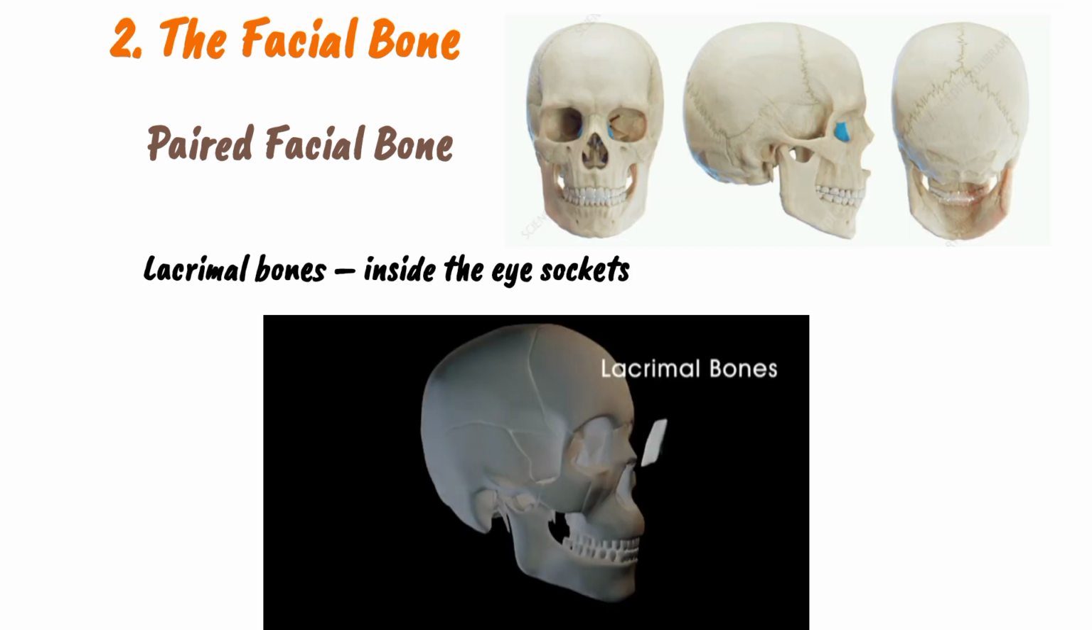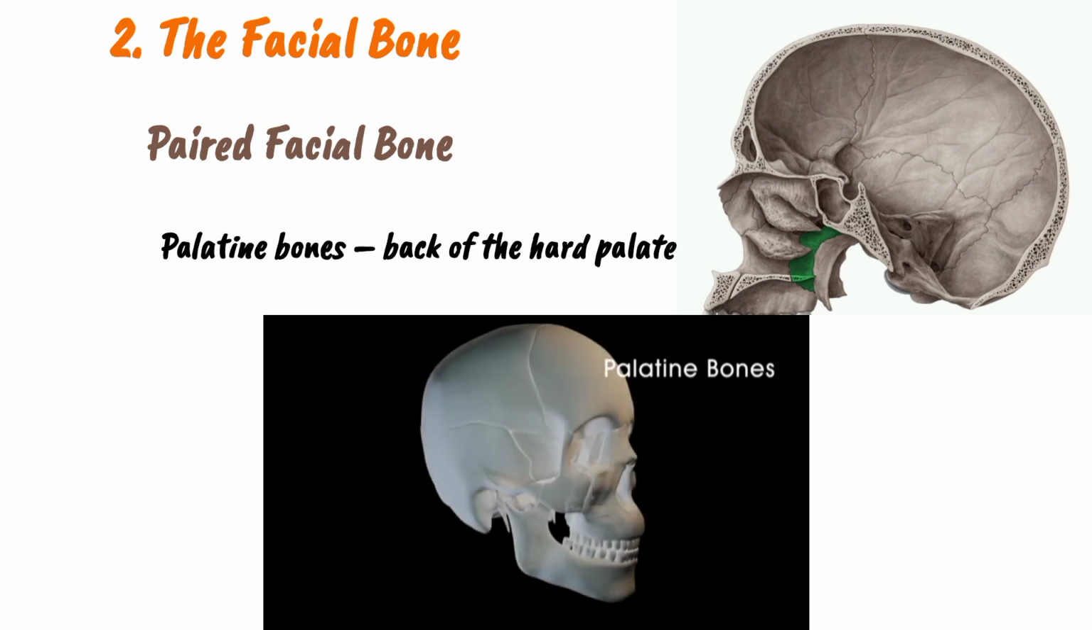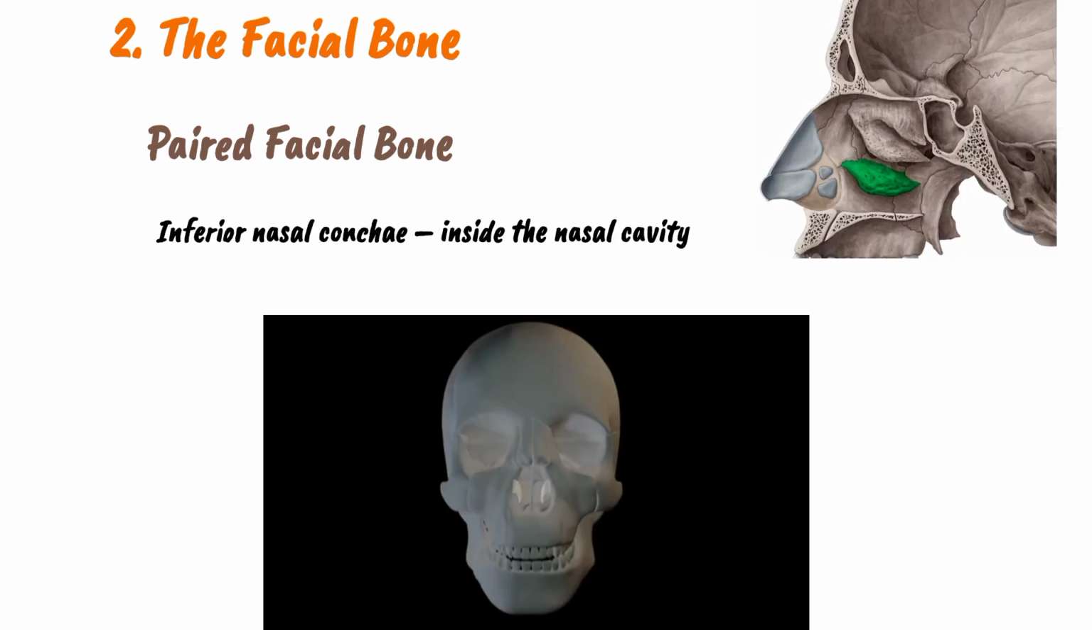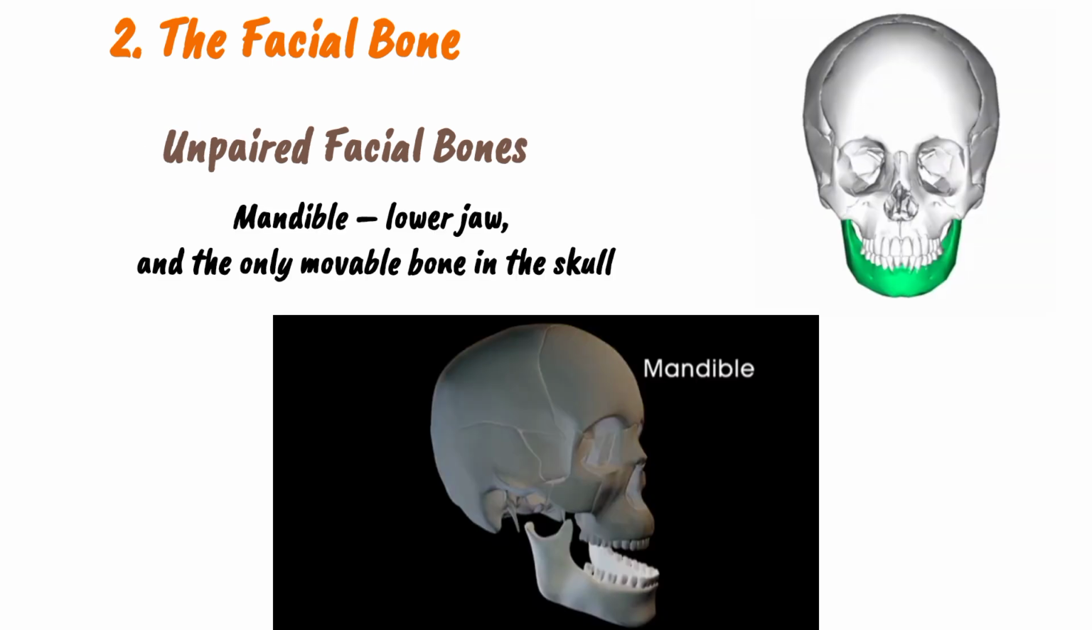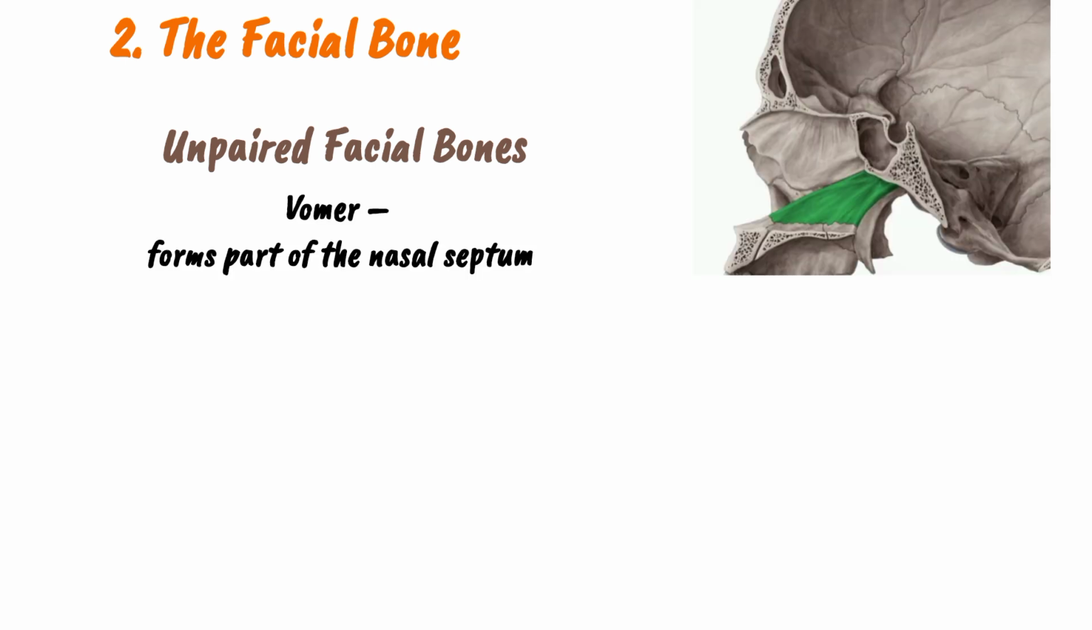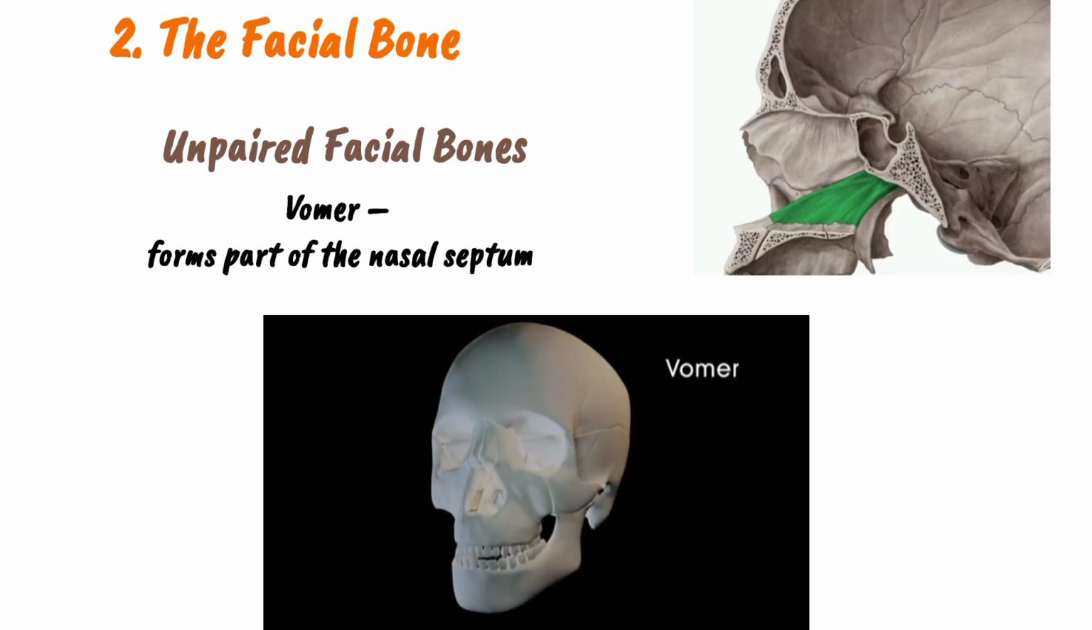Lacrimal bones, inside the eye sockets. Palatine bones, back of the hard palate. Inferior nasal conchae, inside the nasal cavity. Unpaired facial bones. Mandible, lower jaw, and the only movable bone in the skull. Vomer, forms part of the nasal septum.